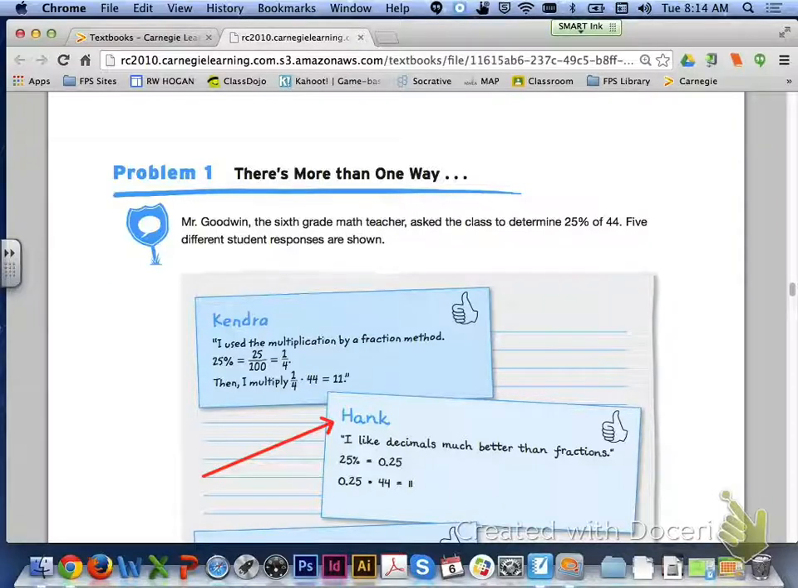If you take a look at Hank, Hank is saying that he likes decimals much better than fractions. So he knows that 25% is equal to 25 hundredths. He multiplies that by 44 to get 11. Hank's method is probably going to be the most efficient really in any situation. If you do choose to use Hank's method, you obviously will be able to use a calculator.